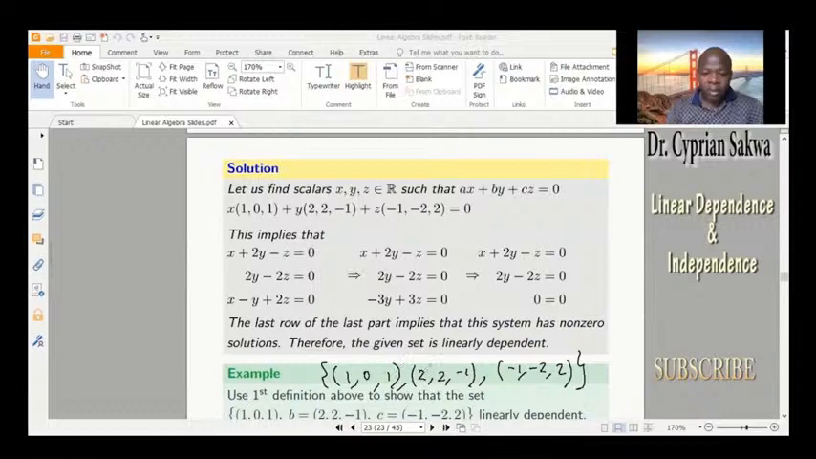Of course, if one can be written as a linear combination of the others, then this one can also be written as a combination of these other two, or this one can also be written as a combination of these other two. So it doesn't matter which one you choose, if one accepts, the rest will accept. So that's our first definition that I want to use.